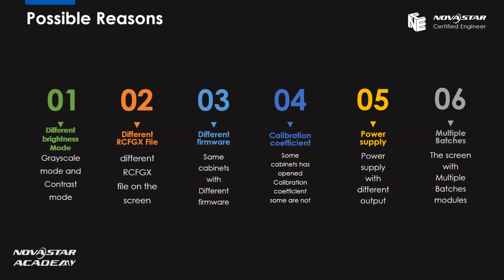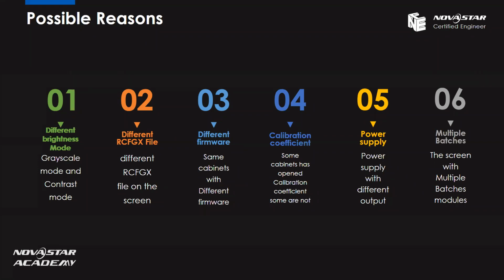And the next possible reason is power supply, maybe power supplies with different output. As we all know, for one screen, we need to provide the same voltage to all cabinets. But sometimes some cabinets work with a different voltage. So of course, their brightness will be different from other cabinets. And the last possible reason is multiple batteries.